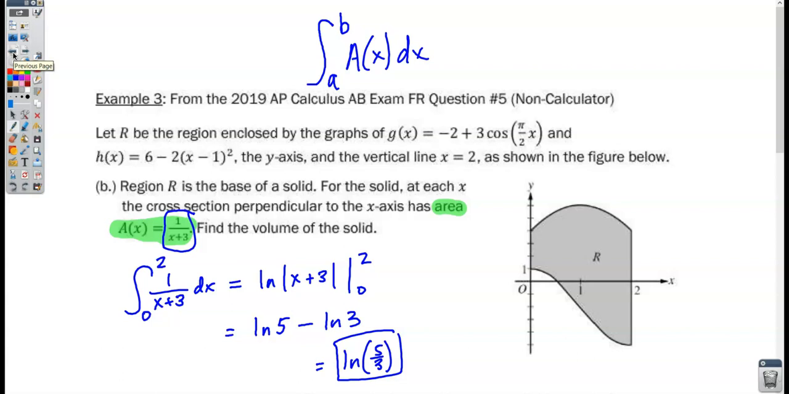Section 8.9, we're going to get into volumes of solids of revolution next.